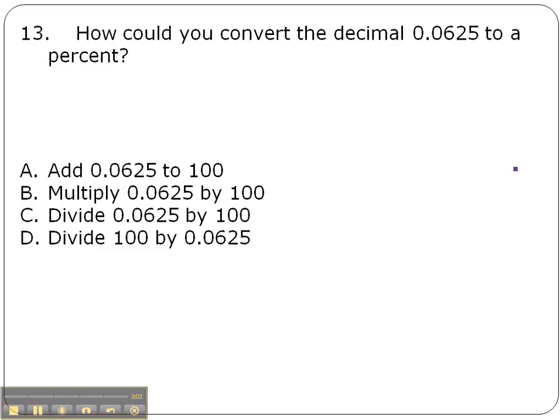Problem 13 asks us, how could you convert the decimal 0.0625, that's 625 ten-thousandths, to a percent? We want to change that to a percent. Well, our rule for moving from a decimal to a percent is move the decimal 2 places to the right. So if I change that to a percent, it would be 6 and 25 hundredths percent, 6.25%.